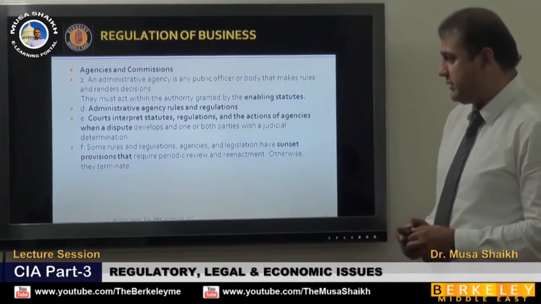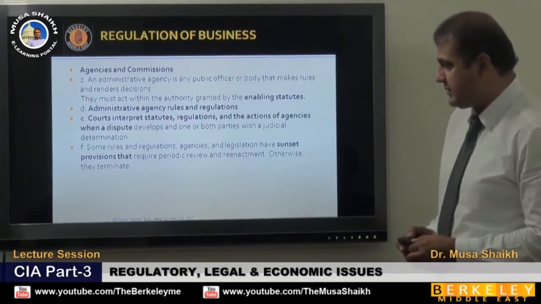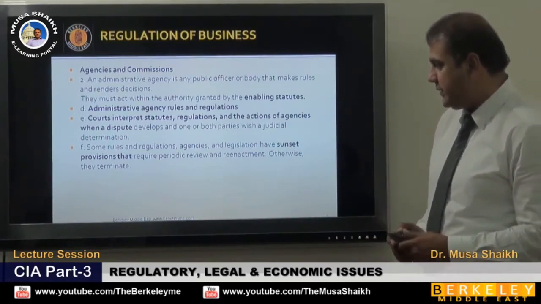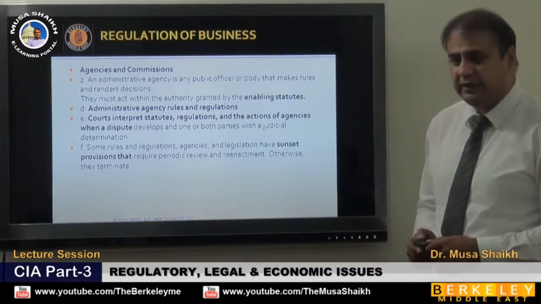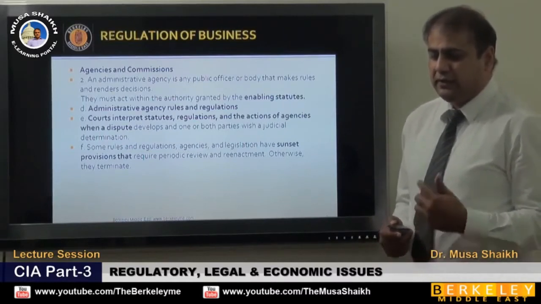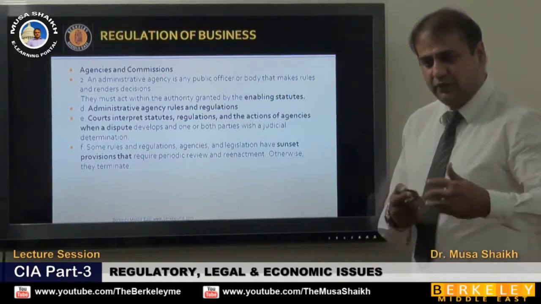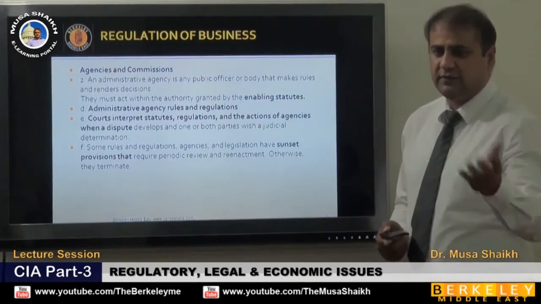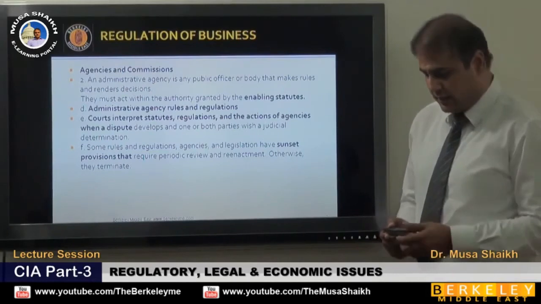Some rules, regulations, agencies and legislation have sunset provisions that provide periodic reviews and reenactment, otherwise they terminate. It means some regulations they keep reviewing, and if they feel a regulation is effective, they will keep it there, otherwise it will be terminated in the end.